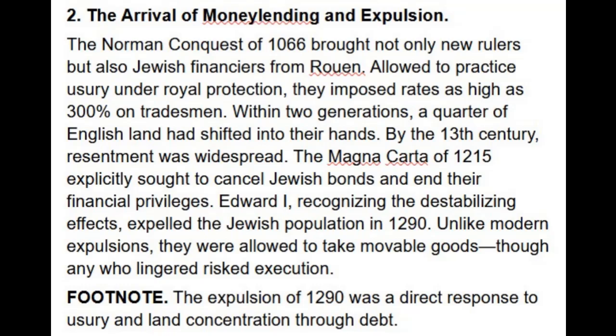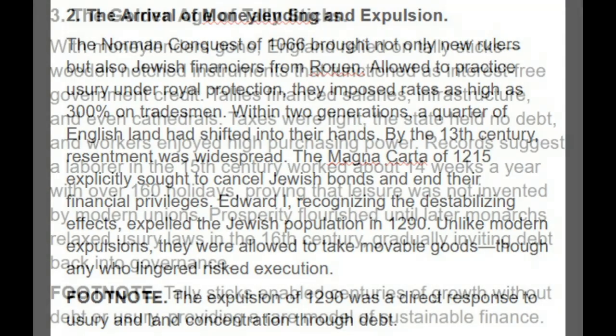By the 13th century, resentment was widespread. The Magna Carta of 1215 explicitly sought to cancel Jewish bonds and end their financial privileges. Edward I, recognizing the destabilizing effects, expelled the Jewish population in 1290. Unlike modern expulsions, they were allowed to take movable goods, though any who lingered risked execution. Footnote: The expulsion of 1290 was a direct response to usury and land concentration through debt.